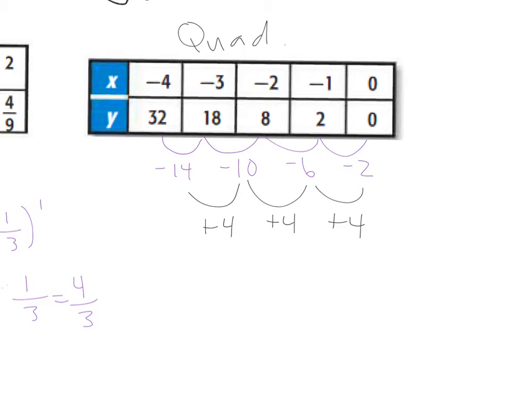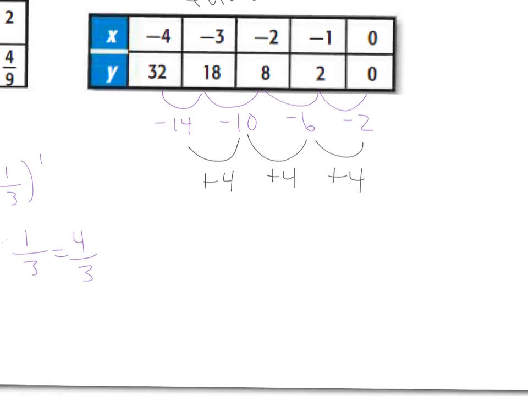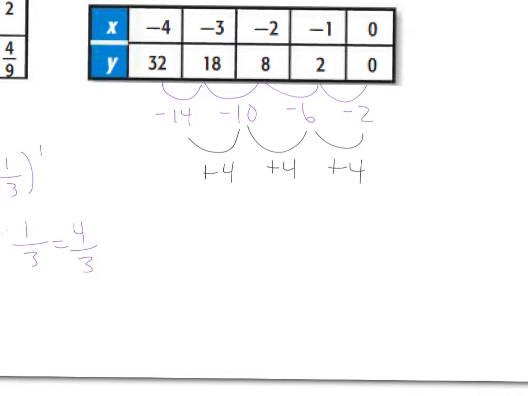So now we need to write the equation y equals ax squared. Y equals ax squared. Now, I have to actually solve for a here by plugging in a point and figuring out what a is. So I'm going to choose an easy point. I'm going to choose -1, 2.